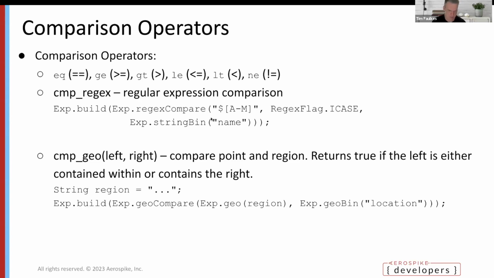There are other comparisons to do with GeoJSON. For example, I can do point in region. I can compare points and do comparisons within the GeoJSON expressions as well.